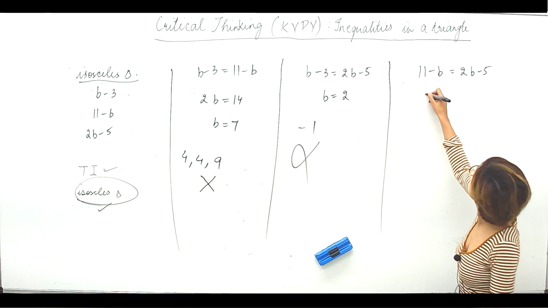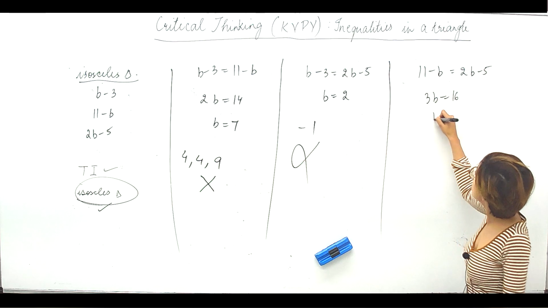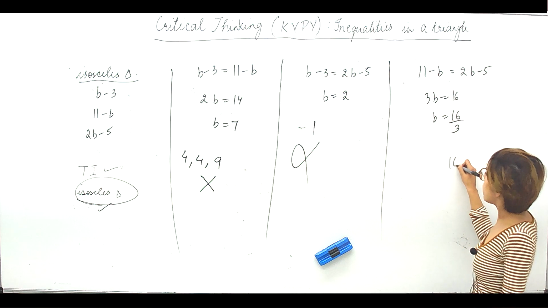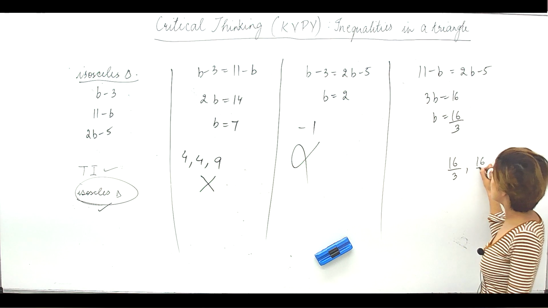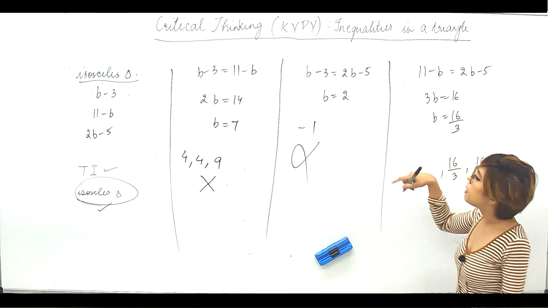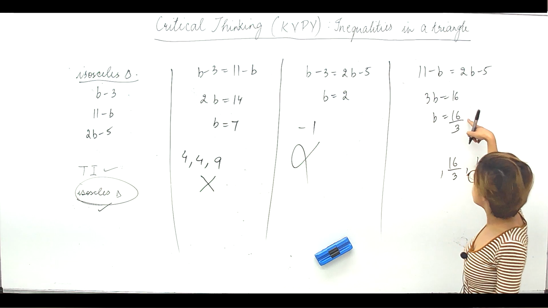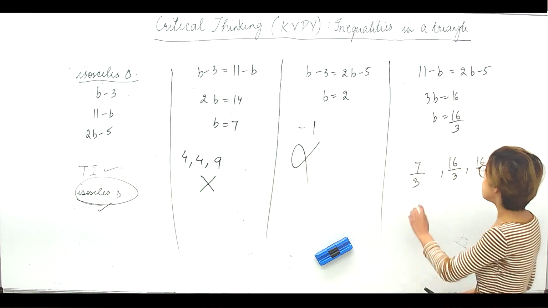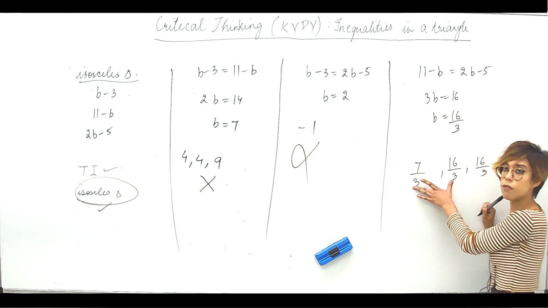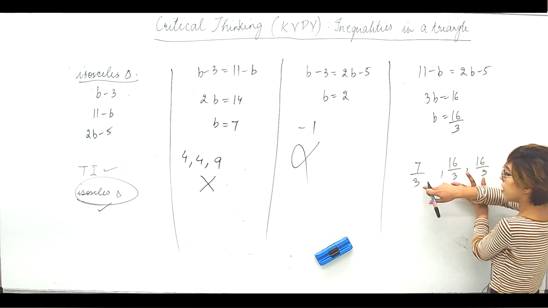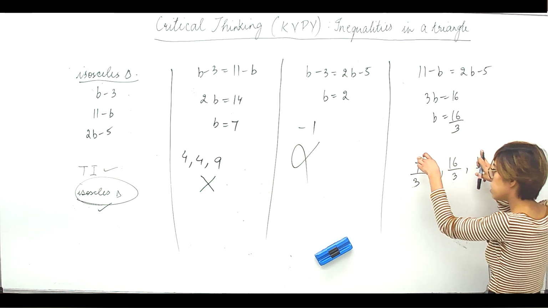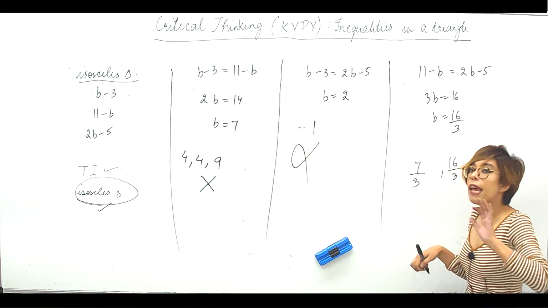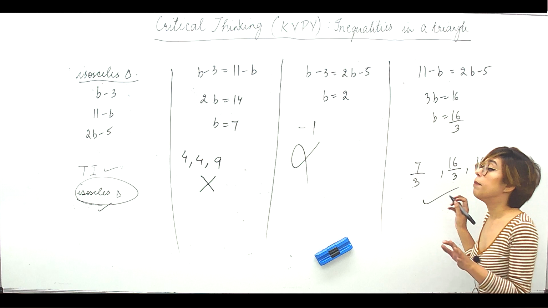Now in the third case, I have 3b is equal to 16. So b is equal to 16 by 3. Let me write the side lengths: 16 by 3, 16 by 3, and the first one will be b minus 3, so 16 by 3 minus 3, which is 7 by 3. Check: the sum of these two should be greater than this, which is true. The sum of these two should be greater than this, which is true. The sum of these two should be greater than this one. We had done that already, but okay. In this case, a triangle will definitely be formed.